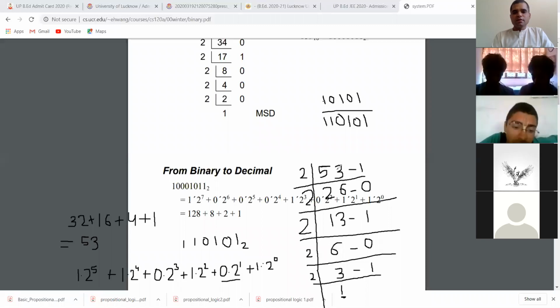Prabhuji, 53 it is. Very easy. It is very, very easy. Yes, it is easy. It is not difficult. Yes, Prabhuji. In this way we convert the decimal number into binary number into decimal number.